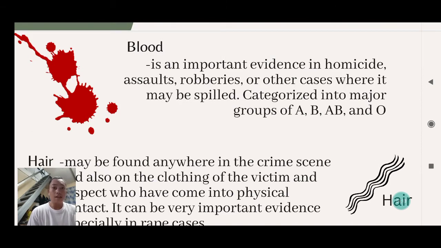Blood is an important evidence in homicide, assaults, robberies, or other cases where it may be spilled, categorized into major groups of A, B, AB, and O. There are three types of blood collecting: collecting liquid blood, collecting dried blood, and collecting wet blood and clotting. Collecting of liquid blood.